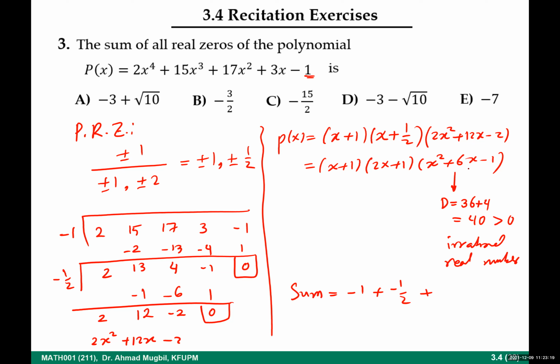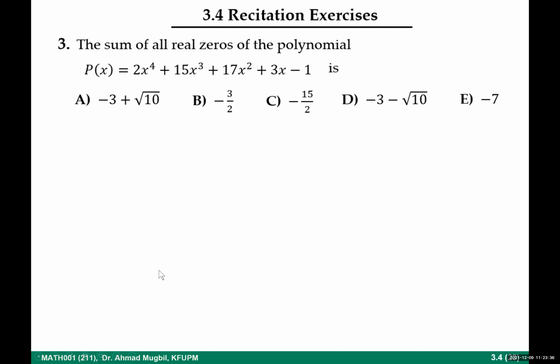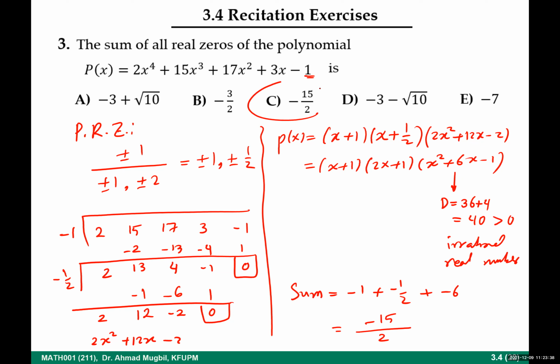what will be the sum of the solutions? Whatever they are, the sum of them will be what? -6. Calculate this, you will get -2, -3, -12, -15 over 2. And the answer is what? The answer is C. But again, be careful, guys, because there might be, of course, complex numbers here. So the sum of them will be just -1 minus ½.